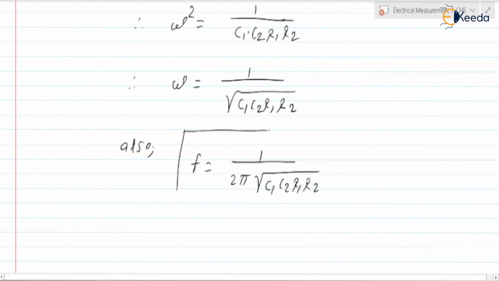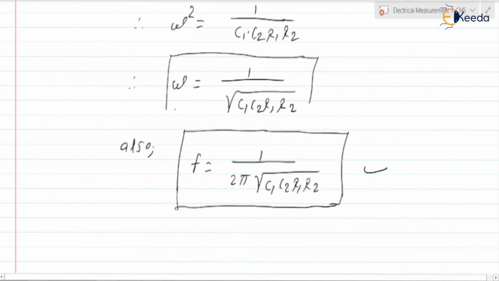So this is the expression for the unknown frequency of the supply. Omega is in radian per second, and this is the frequency in hertz. Friends, this is about the Wien's bridge, which is used for the measurement of frequency. This bridge measures frequency from 100 hertz to 100 kilohertz.